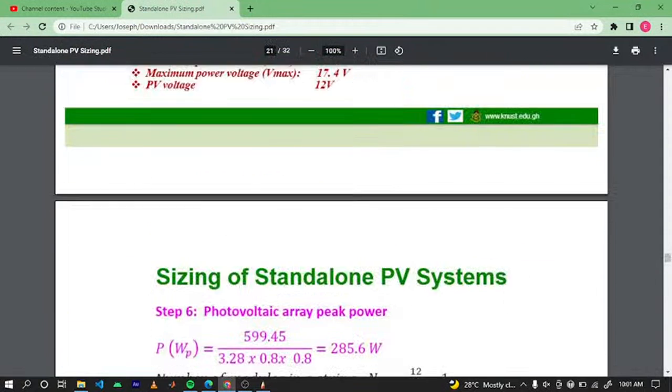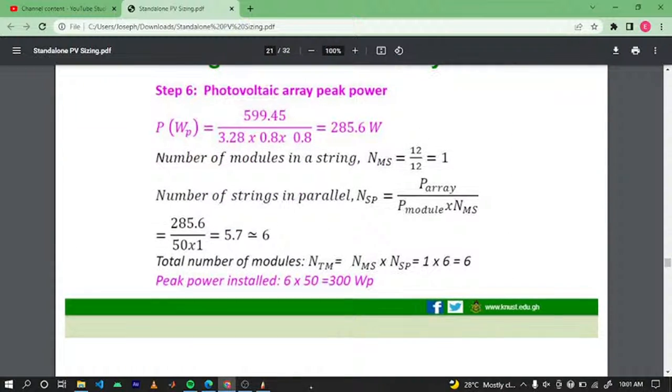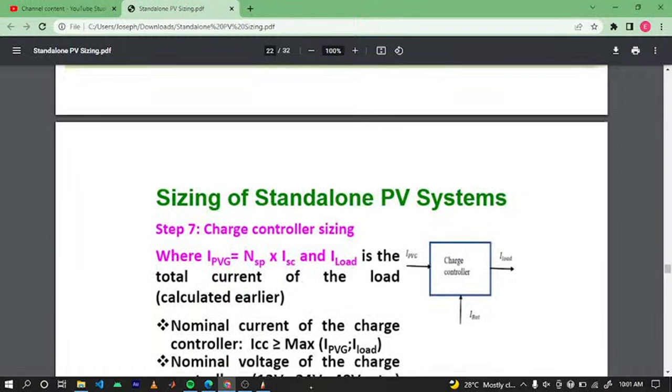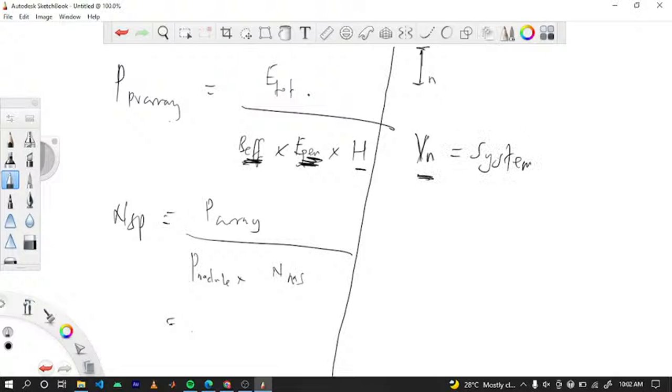That's how we size the array. This one too can come. Size of PV arrays hasn't come yet. This can also come. Step 7 is the charge controller sizing. That one has come. Just one quiz I didn't take. So for the charge controller, we have to know the nominal current and the nominal voltage of the charge controller. The nominal voltage of the charge controller is given by the system. In this case, it's 12 volts.